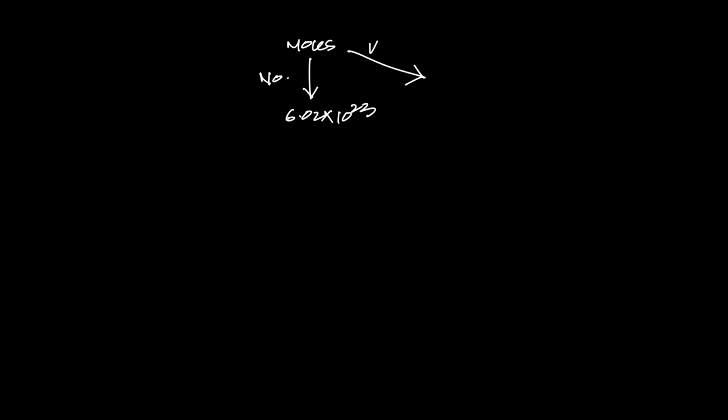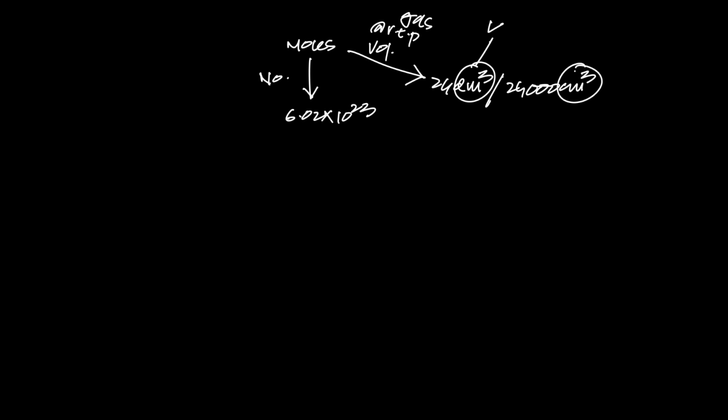You can also represent the volume of any gas at room temperature and pressure. Remember, it's only for a gas. And that's going to be how much? 24 liters, aka 24 decimeter cube, or you could say 24,000 centimeter cube or 24,000 milliliters, because decimeter cube literally is the British English for liters and centimeter cube literally is the British English for milliliters.